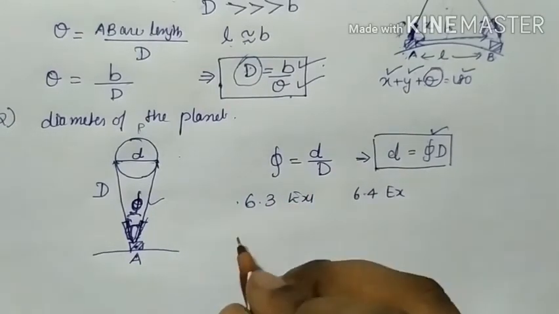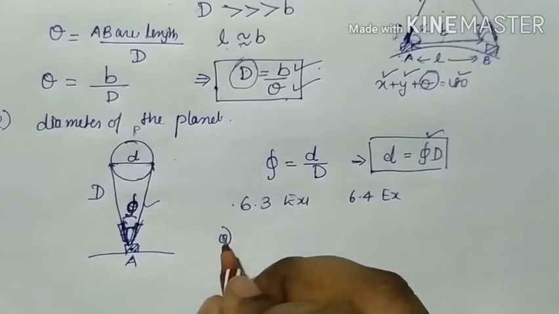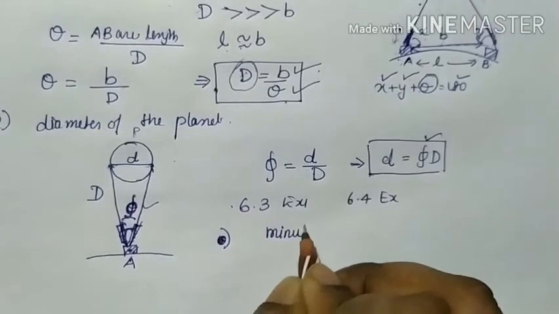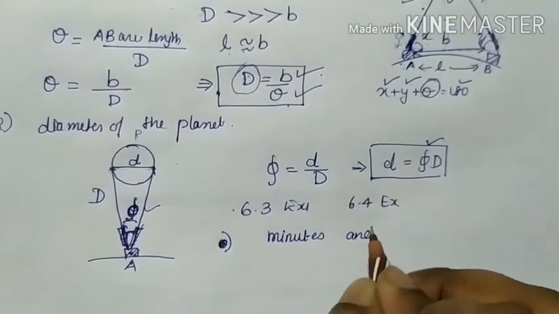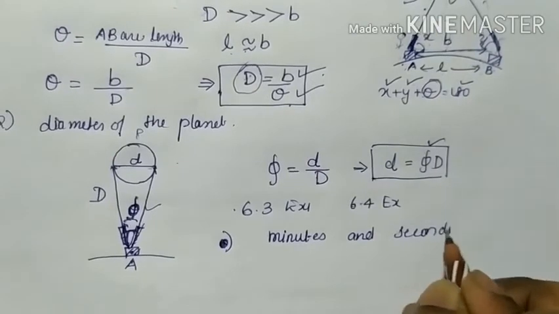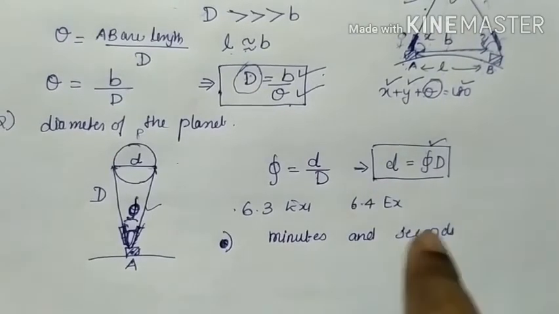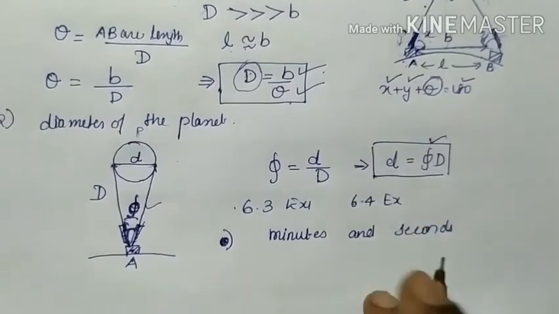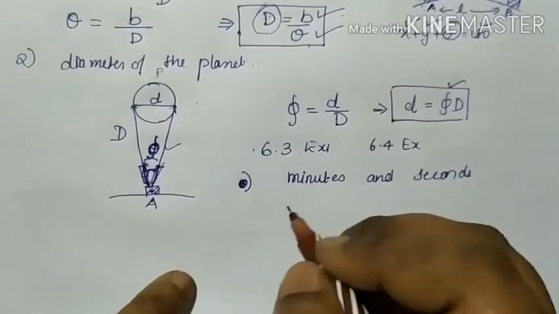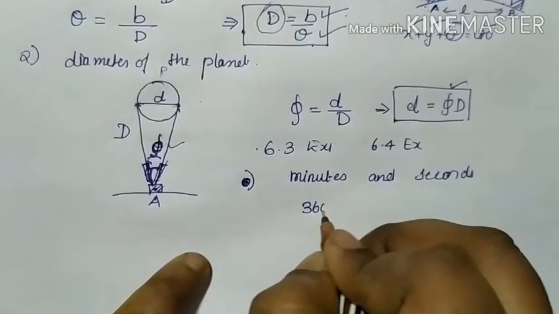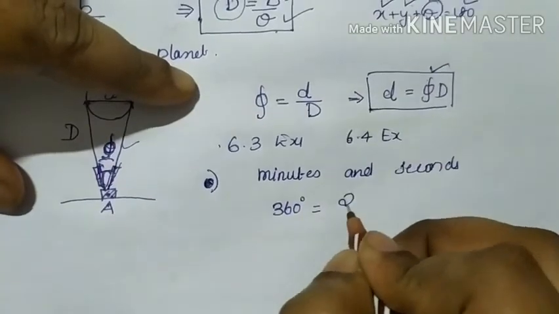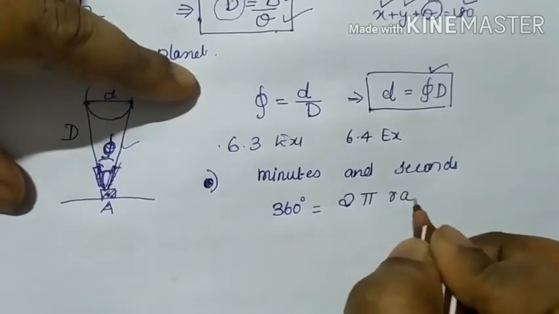Now you are going to be introduced to two terms here, guys: minutes and seconds, in the case of angles, not in the case of our clock. Minutes and seconds in the case of degrees, or I will say angle. So we'll start with it. I hope you remember what 360 degrees is in radians. 360 degrees I'm going to write in radians as 2 pi radians. I hope you remember this part.